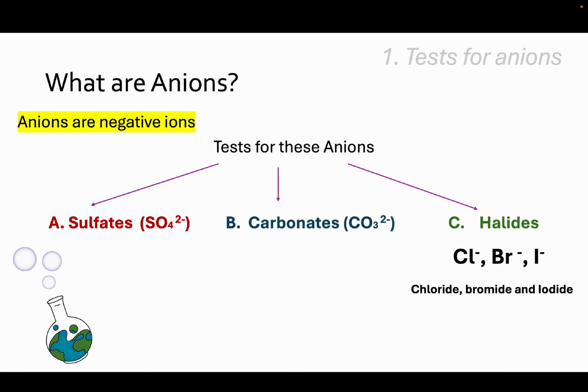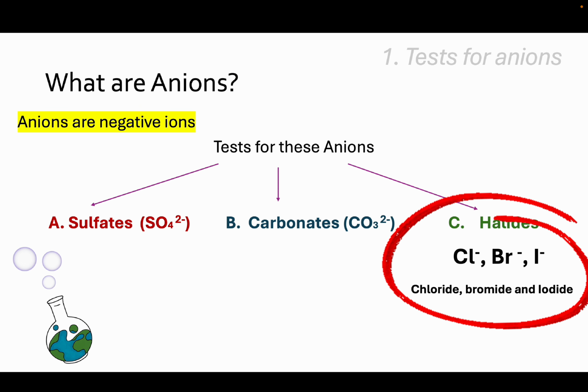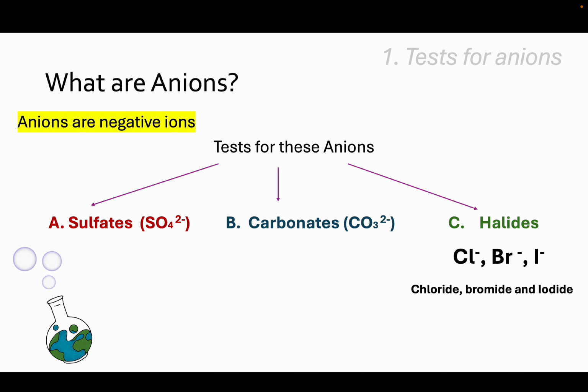Anions are negative ions. There are 3 different types that you need to know about along with their test. The first one is the test for sulfates. Second is your carbonates, and thirdly are your halides, which are found in group 7. But please do remember these are anions, meaning these have a negative charge on them. So when you hear chloride, bromide, iodide, that means they have that 1- charge and they are not diatomic.